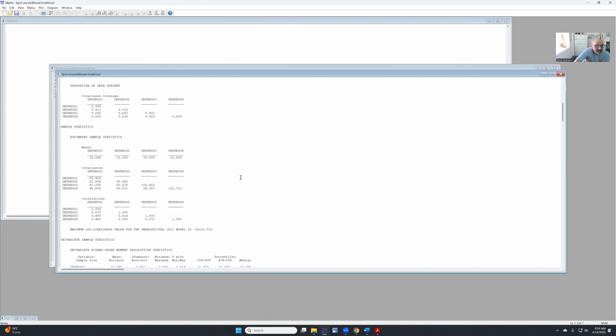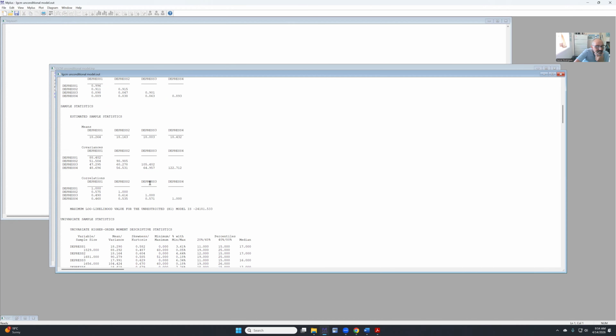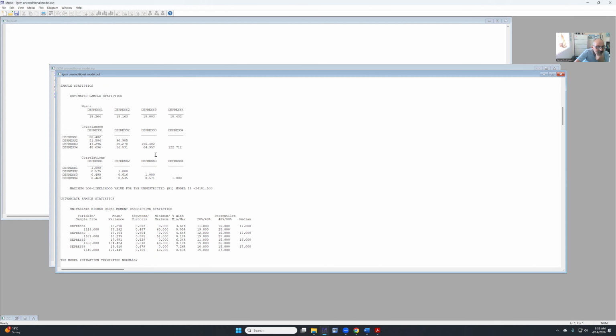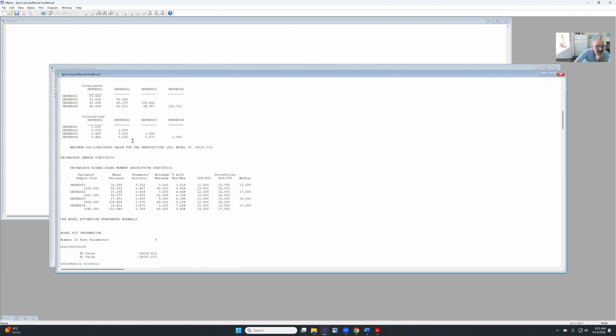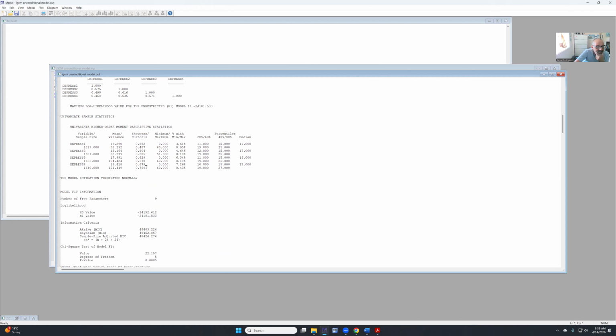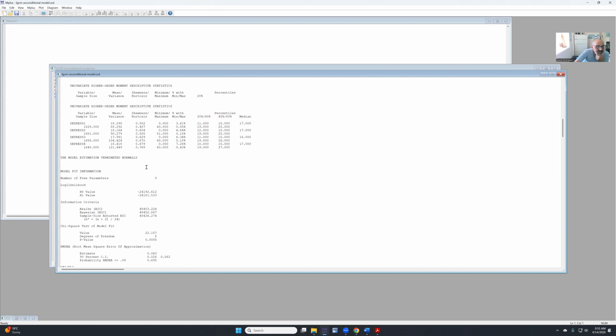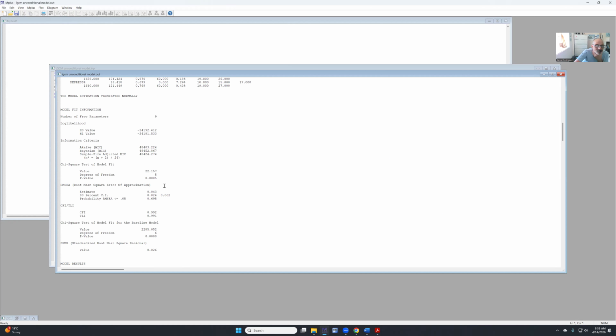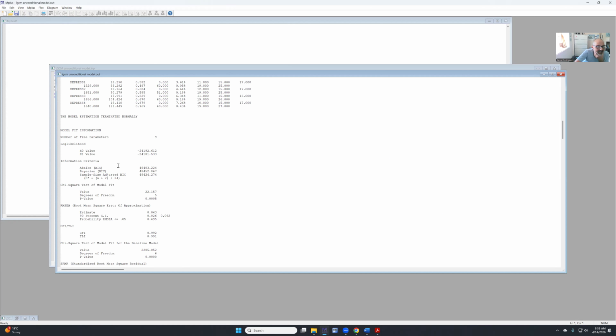We get some statistics here, like the means, the covariances. You can have that covariance matrix, that beautiful covariance matrix, and the correlations here. Let's see. Oh, this is what I want to look at then. What we're really interested in is to see if this model fits the data well. Our top criterion for assessing model fit is looking at the chi-square test.